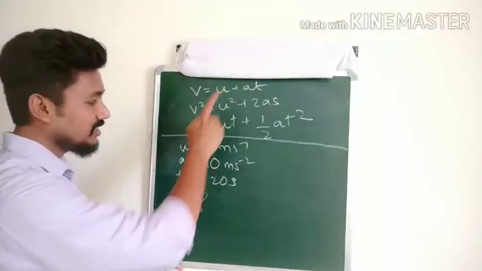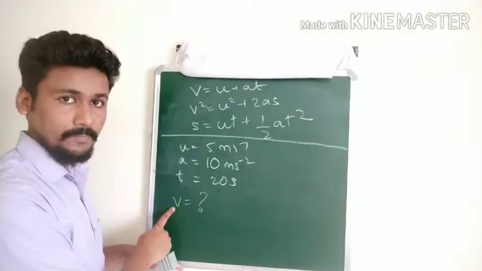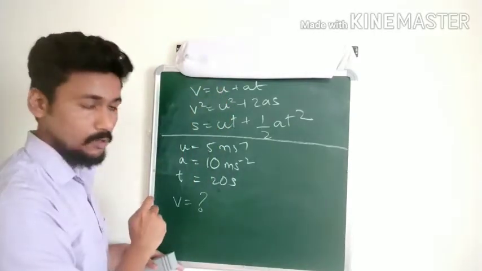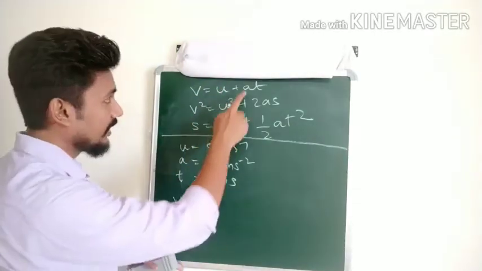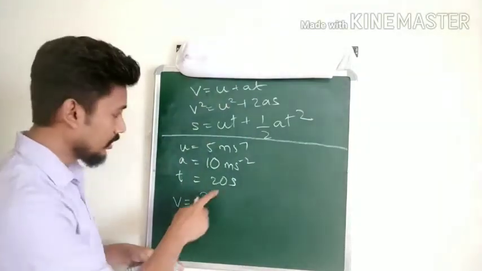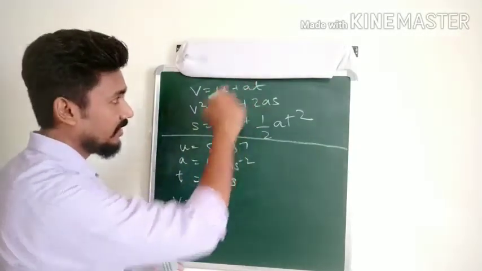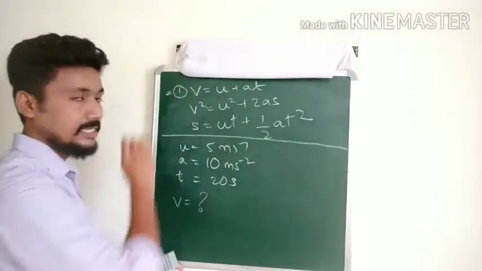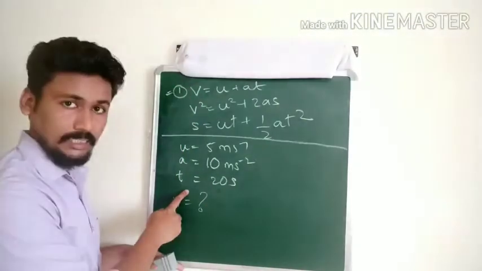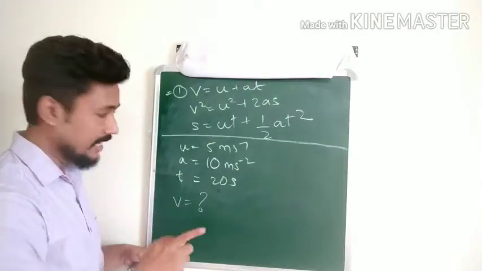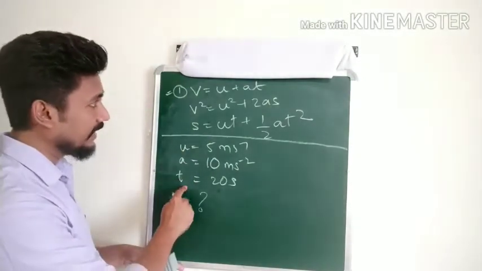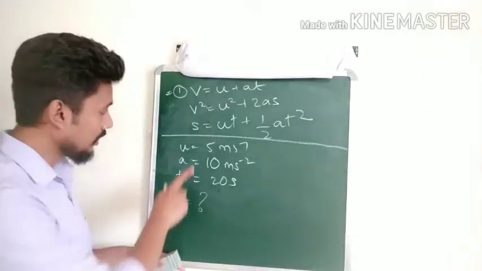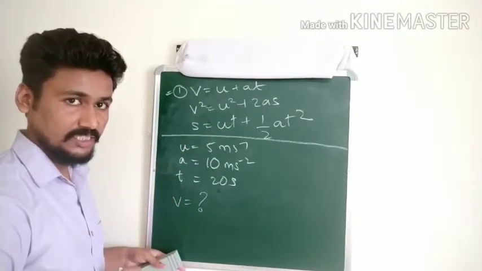Can I use the first equation to find out velocity? Okay, so I am having U, so I get this value. Okay, next, do I have acceleration? Yes, I have got acceleration. Do I have time? Yes, I am having time. So if I use only the first equation, can I get my answer? Absolutely yes. If I am given U, A and T, I can very easily find out V. Is that okay? So now I know how to use the first equation.